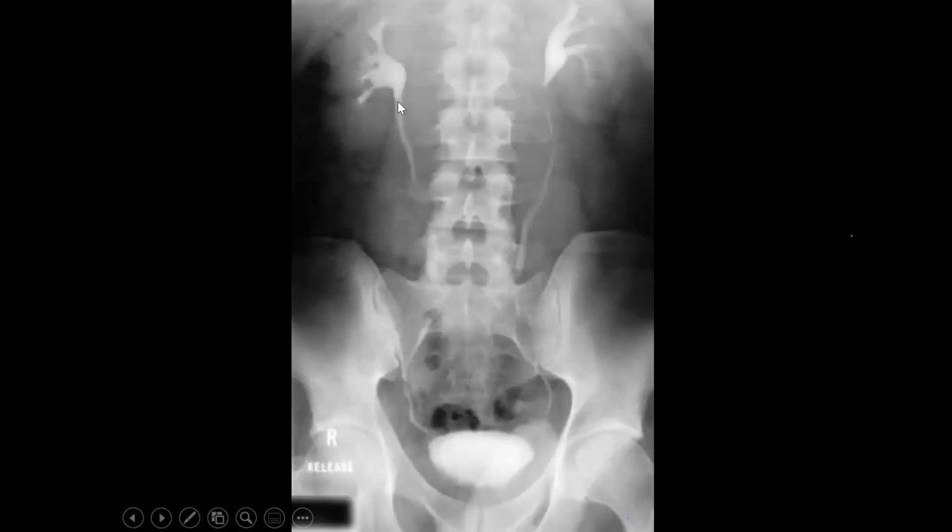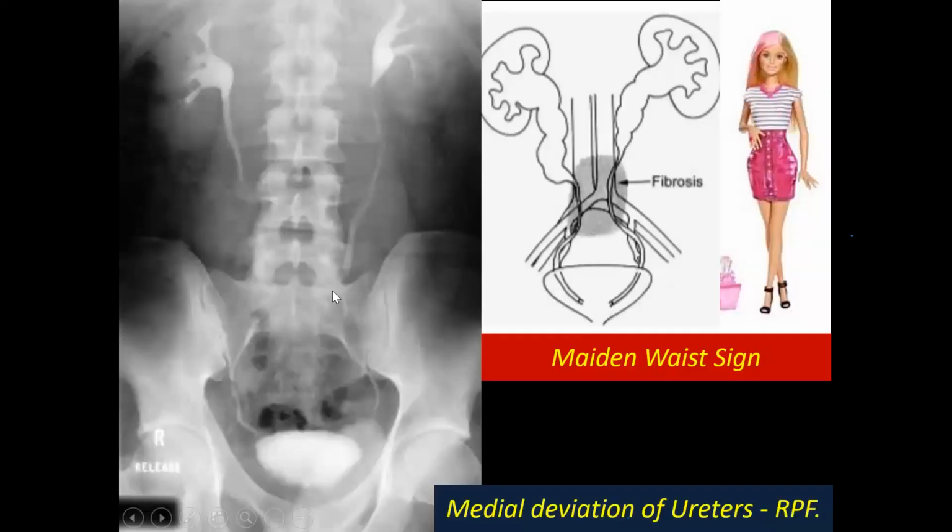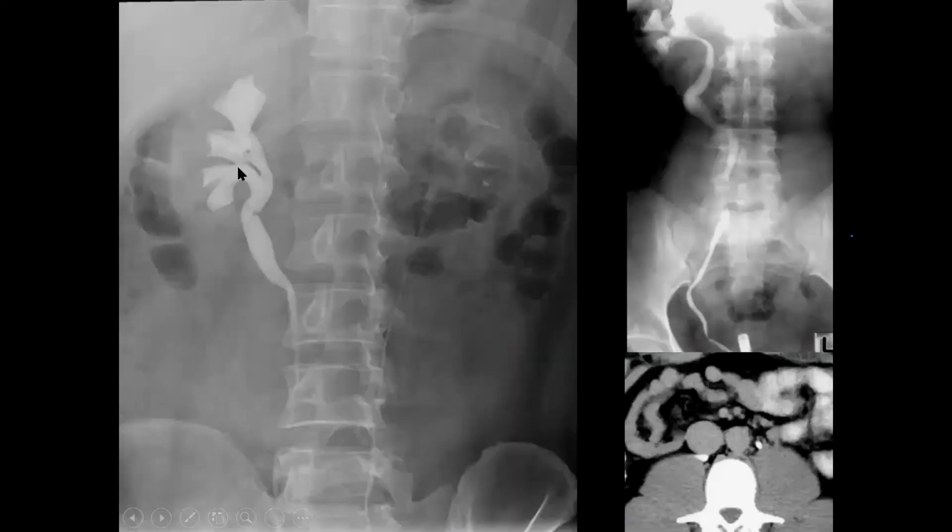Then again, this is an example I showed in the previous slide. At this location, the ureters are very close to each other, at the level of L4, L5. This is called the median waist sign, or medial deviation of the ureter, because of retroperitoneal fibrosis at this level. If this is happening only on the right side, then it is important to consider the possibility of a retrocaval ureter also, which is seen only on the right side and not on the left side. If it is seen on both sides, it is because of medial deviation of the ureters due to fibrosis in the retroperitoneum.